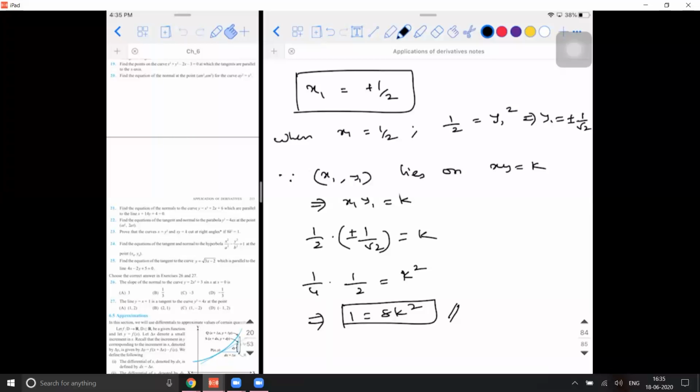Can you people do the 24th now itself? Do it fast. So the hyperbola that is given is x square by a square minus y square by b square is equal to 1. You need to find the equation of tangent and normal to this curve at point x naught comma y naught.